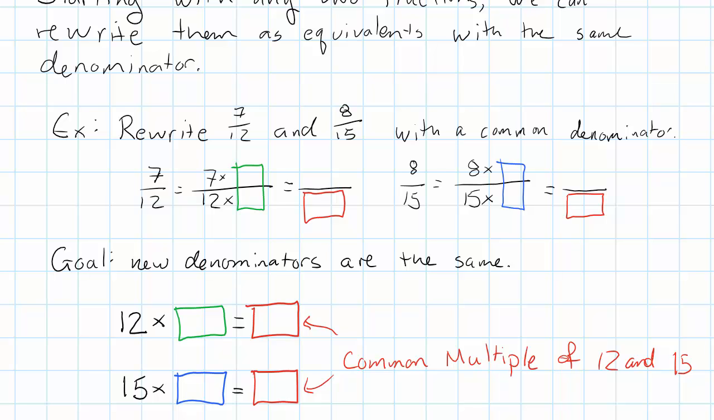Now, partially because we like small numbers for doing arithmetic, and partially because this is a technique that we're going to need in the future, we don't want to choose just any old common multiple. We want to choose the least common multiple of 12 and 15. There are several ways we could find the least common multiple, but the technique I'm about to show you is the one that we're going to use later on when we work with more complicated objects.